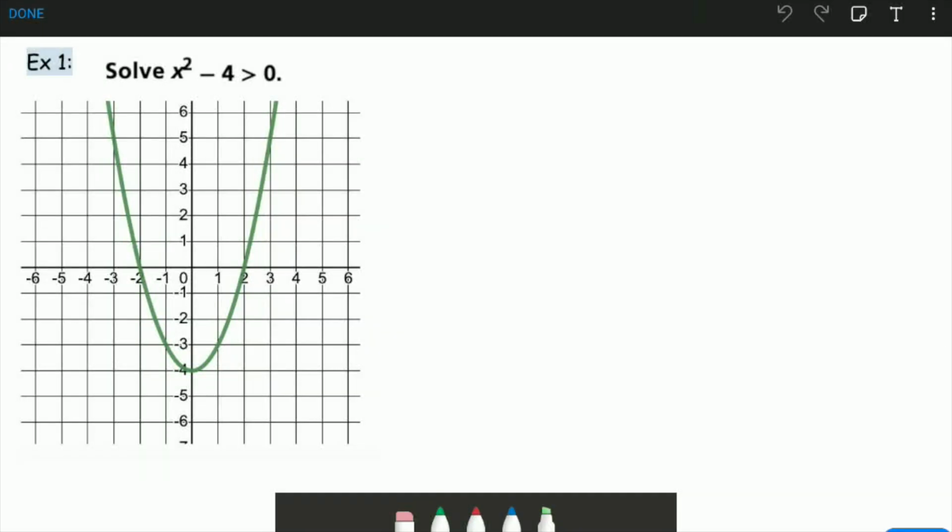Okay, in this example, we're going to solve the inequality x squared minus 4 is greater than 0. To do that, we're going to solve it by graphing here, and we're going to do the same sort of thing that we did before when we solved equations by graphing. And that's going to be graphing each side as its own equation. y equals x squared minus 4. And the other one, which is y equals 0.